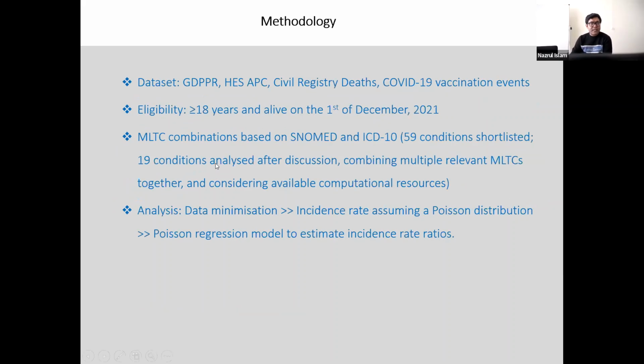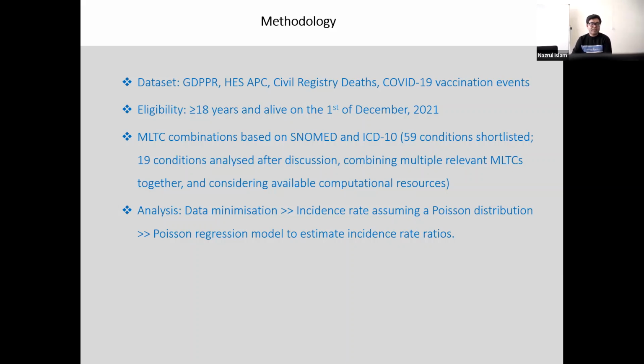And as we say, the primary care data set was GDPPR, which was designed for pandemic preparedness. It was linked with HES APC and several other data sets, as you can see from here, including vaccination data. To be eligible for this study, people had to be alive on the 1st of December 2021 and aged 18 years or above.